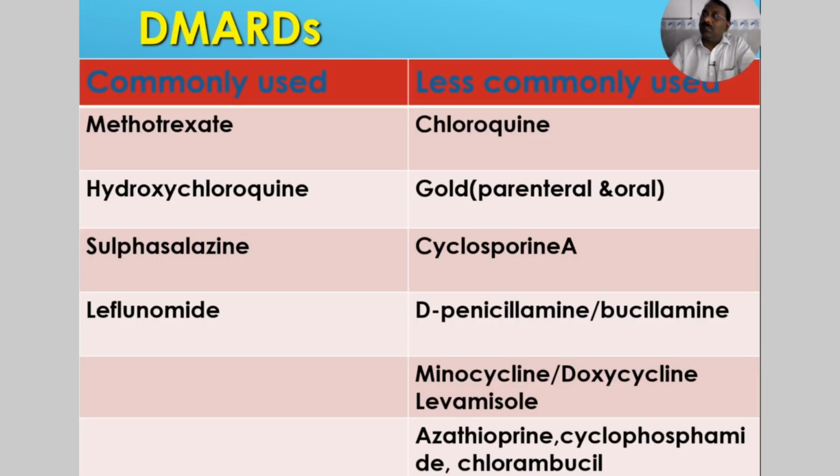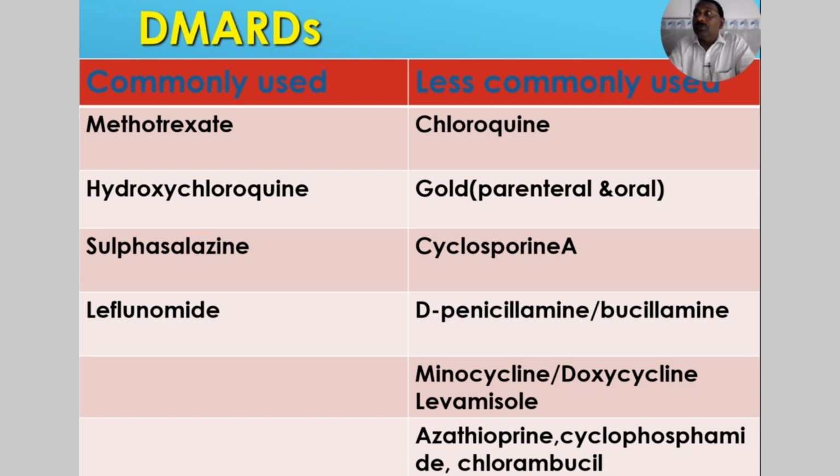These are the important DMARDs we often use left and right every day. Methotrexate, the sheet anchor, the best drug, once a week, starts with maybe 15 milligrams. Some people may write 20 milligrams, some 25 milligrams a week, once a week. Hydroxychloroquine, 200 mg, 300 mg, 400 mg OD. Sulfasalazine starts with 500 mg OD, and slowly you can uptitrate to 1 gram BD. So 500 mg to 2 grams a day.